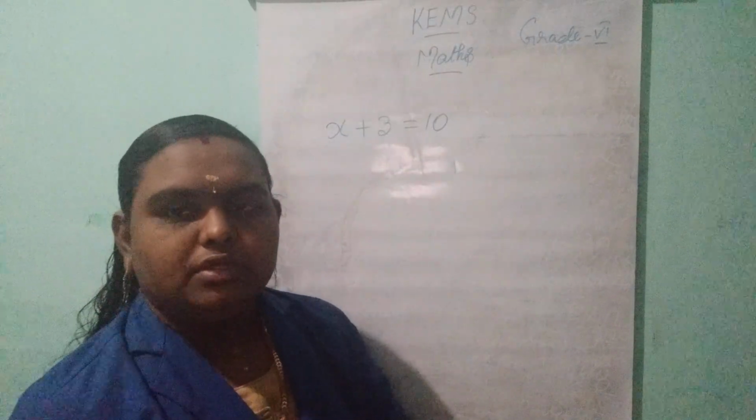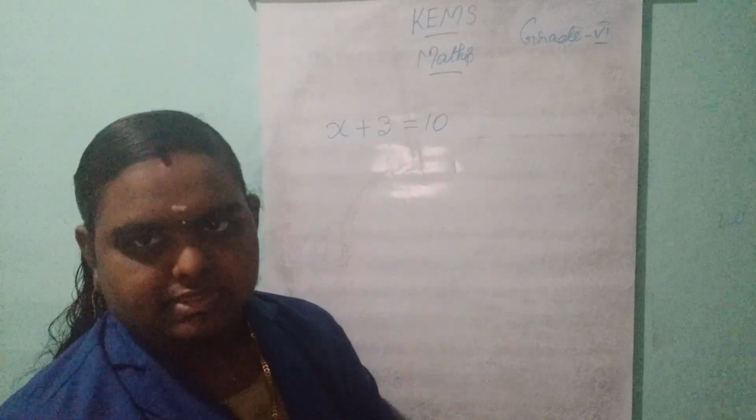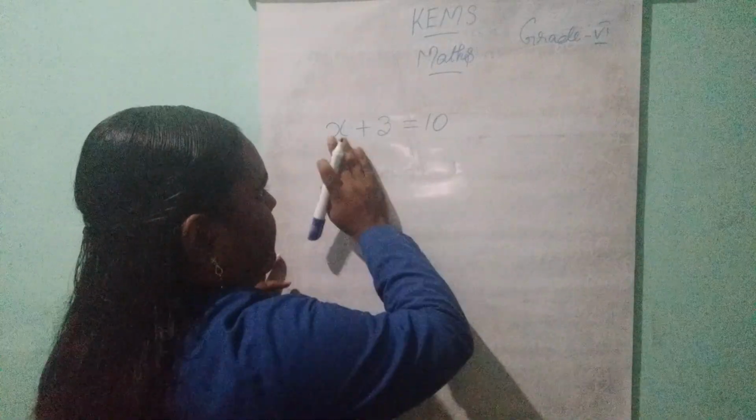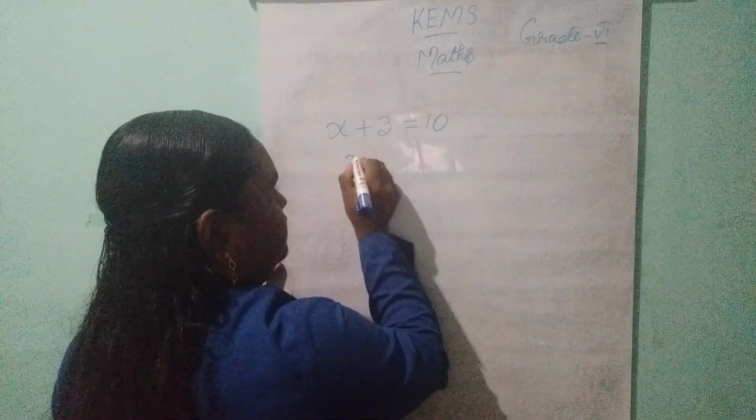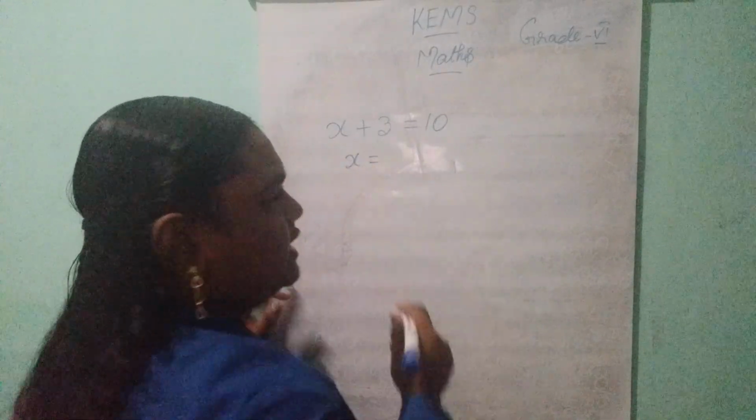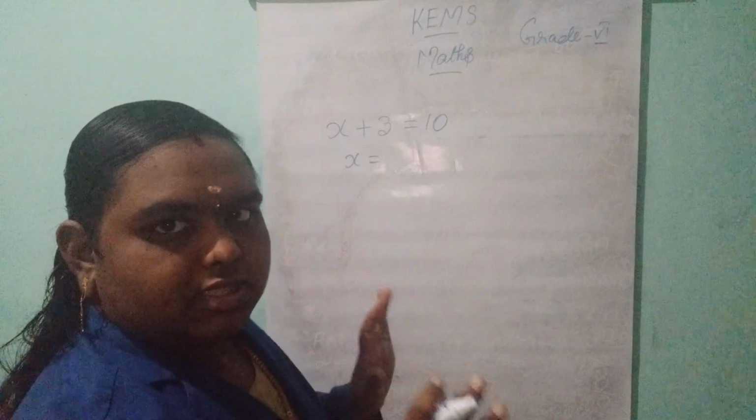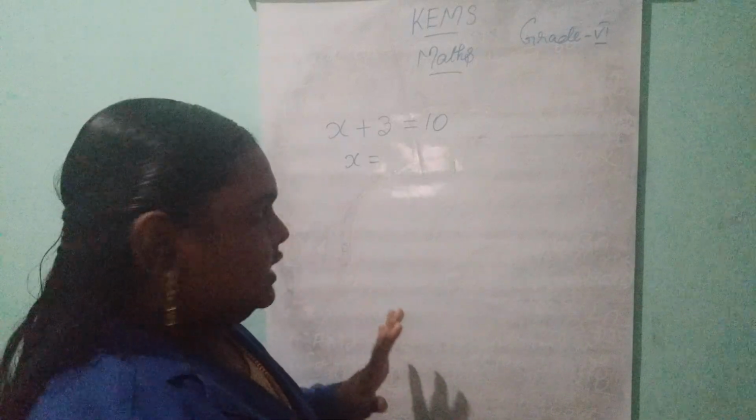So you have to find out the value of the x. Okay. So x is the variable. So we have to keep it here. So x is the variable. So constantly it is keeping like that.